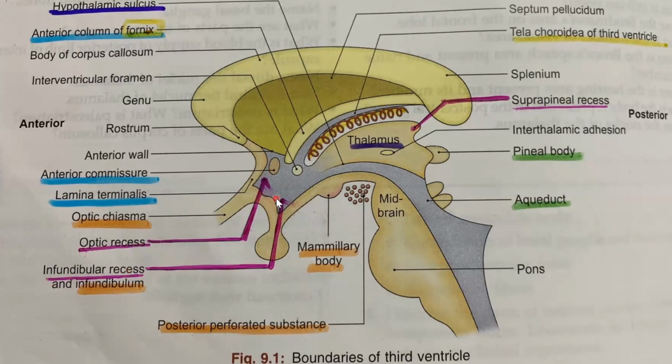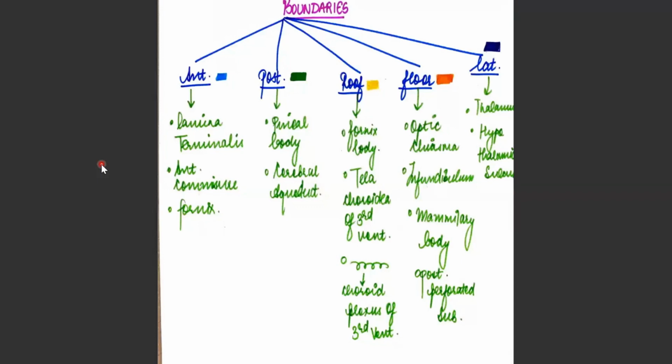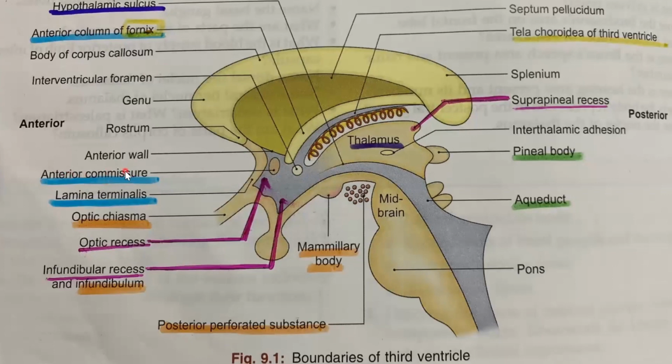Now if we talk about the boundaries, so anteriorly, in the anterior portion, the color coding I have shown with blue. The anterior boundaries are the lamina terminalis, the fornix and the anterior commissure. So it is marked with blue. The anterior commissure here anteriorly. The lamina terminalis, this portion. And the fornix area, this part is the anterior column of the fornix. So these three are the anterior boundaries.